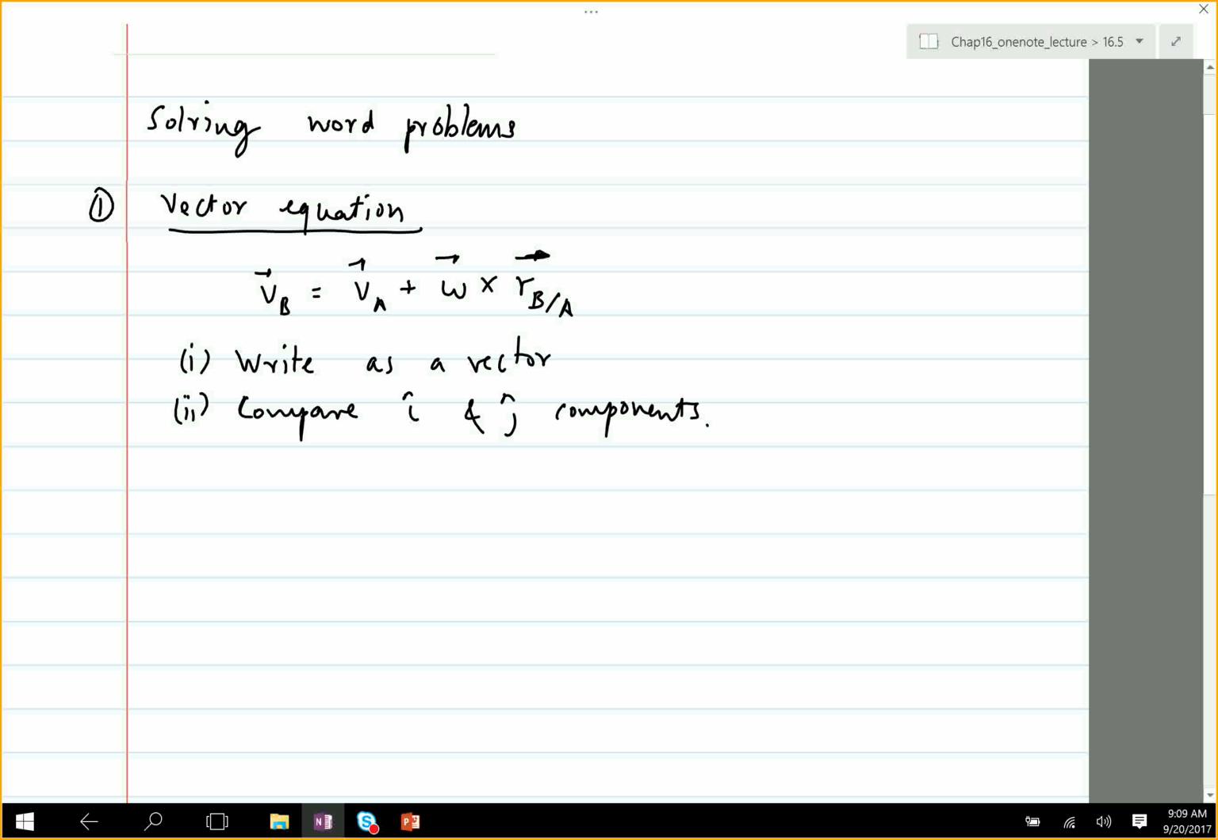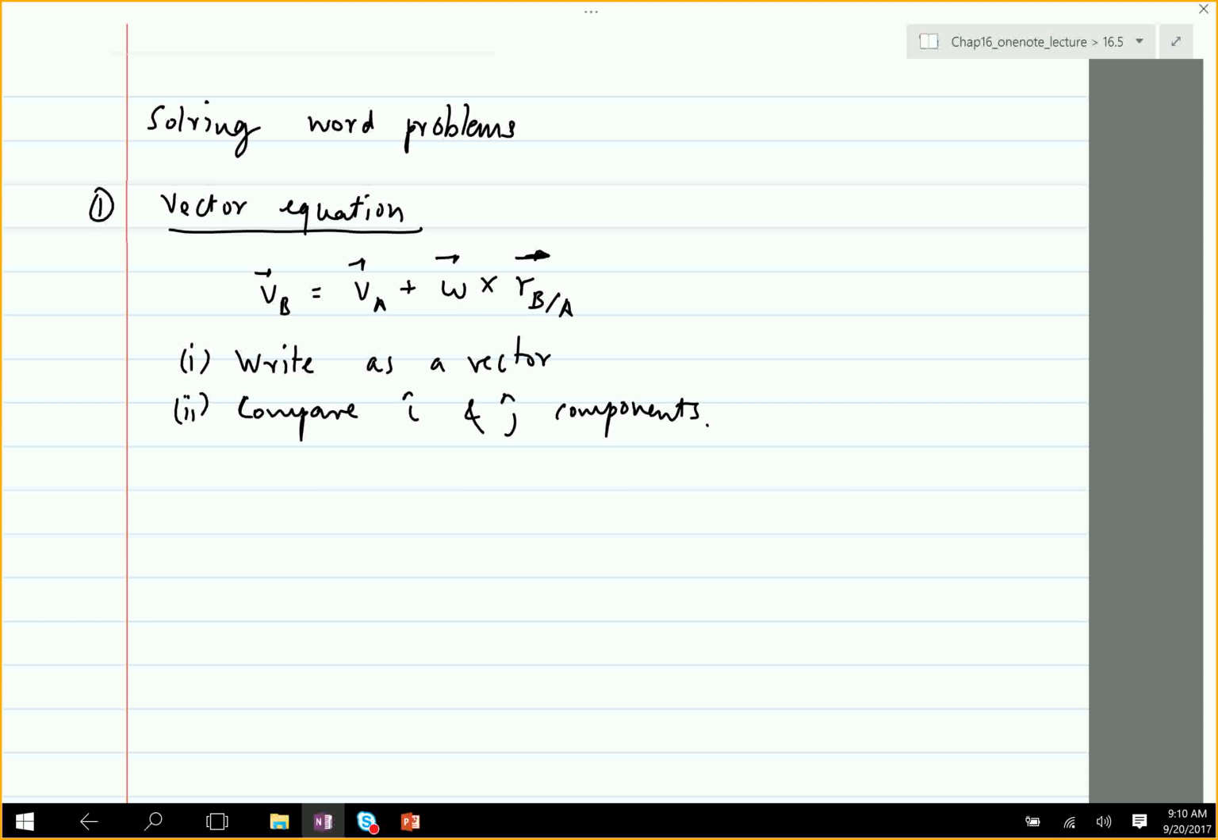So what I mean by that is, velocity of B is a vector in 2 dimensions, so it has an i component and j component. Similarly, PA has 2 components. When you take the cross product, you have 2 components. So on the left side, you have something which has i and j. On the right side, you have an i and j.